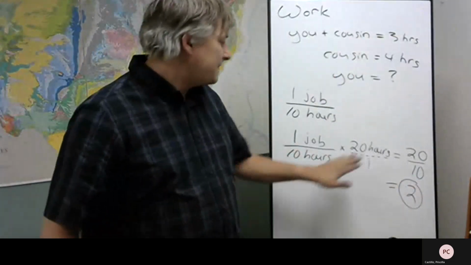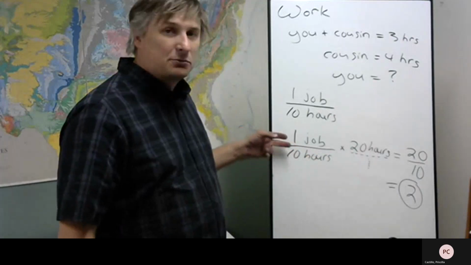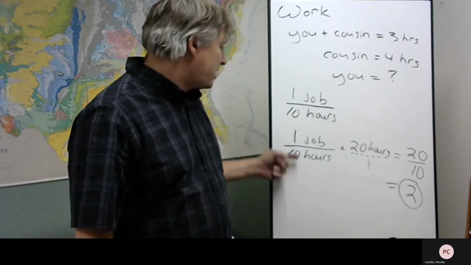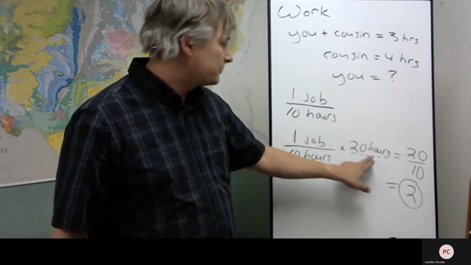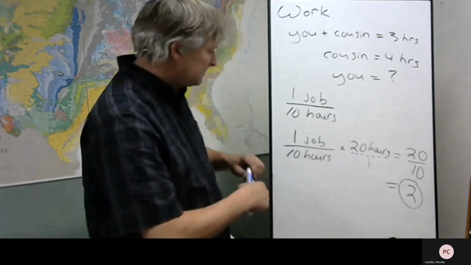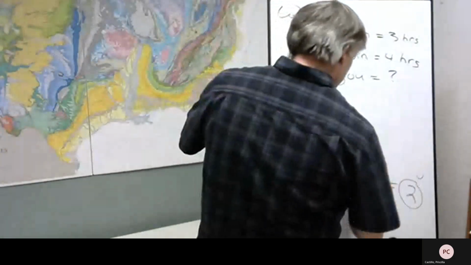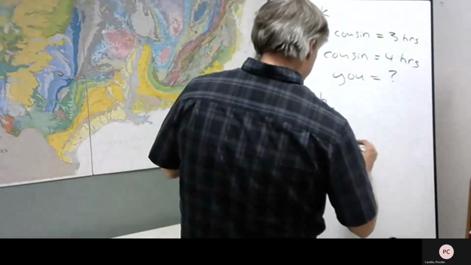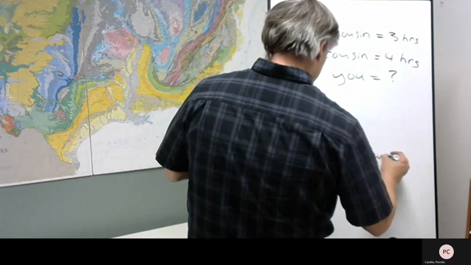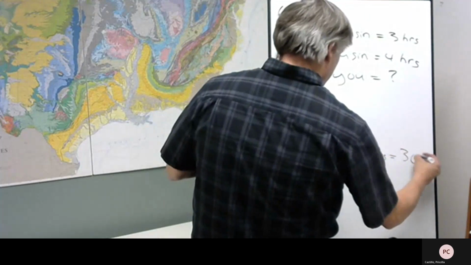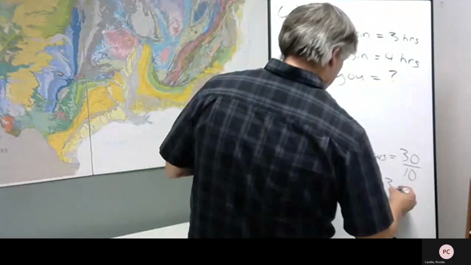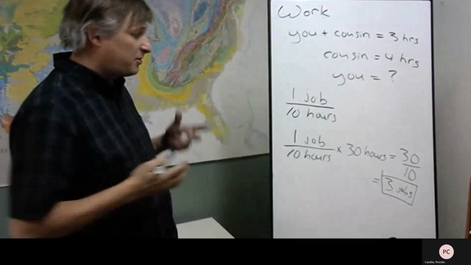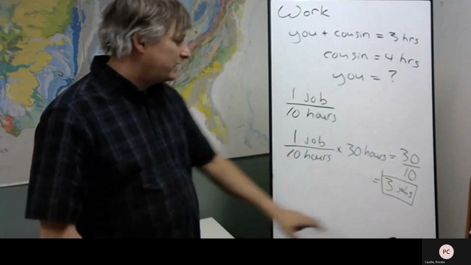So the way this works, when we take the amount of time and we multiply by this rate, it tells us how many jobs we can do. So if we do one job in 10 hours and we have 20 hours, we can do 2 jobs. Likewise for 30 hours. Again, we'll take the rate, multiply by the time. We'll get 30 over 10 or 3 jobs. So if we have 30 hours available to work, we can get 3 jobs done.